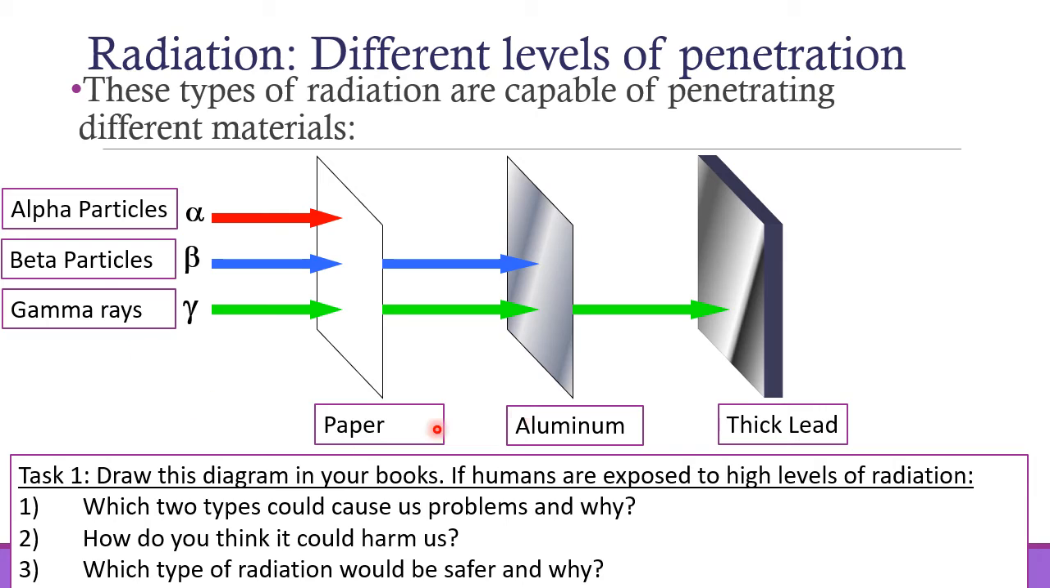So draw the diagram and then think, which two types could cause us problems and why? If humans are exposed to high levels of radiation, which two types could cause us problems and why? Why and how do you think it could harm us? And which type of radiation will be safer and why? So first of all, draw this diagram, then answer these questions. I'm just interested in what you think, okay? So pause the presentation here and I want you to spend around 20 minutes on this task.